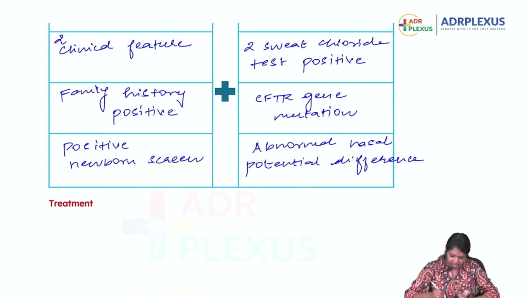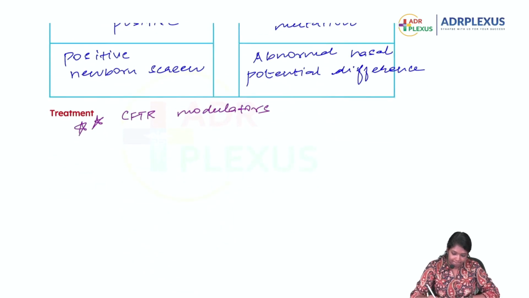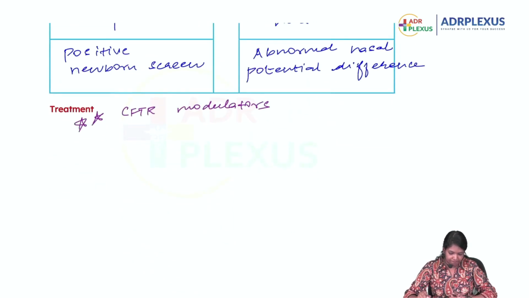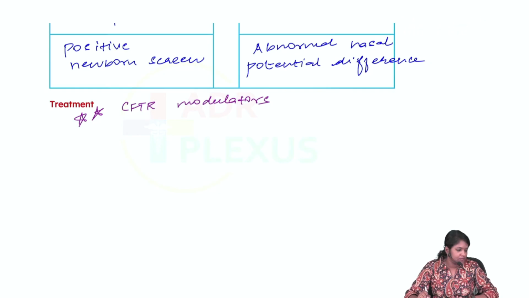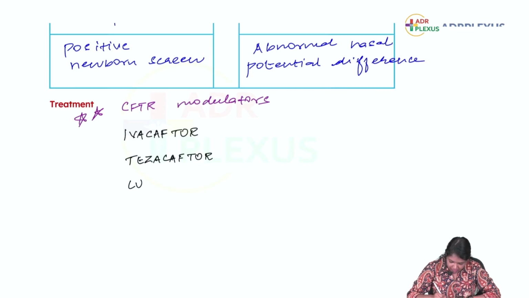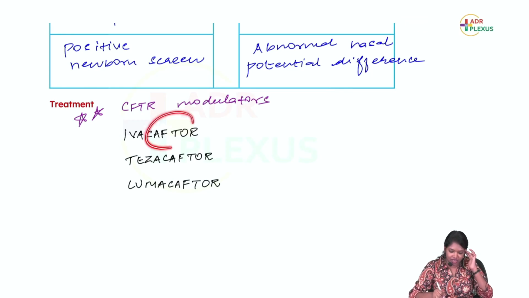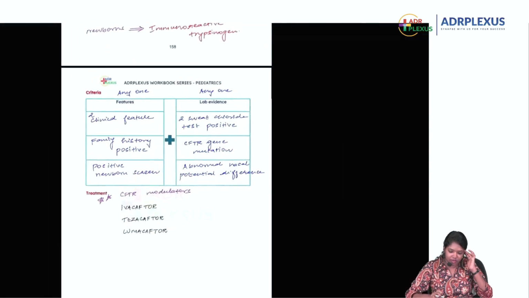Treatment is what are the names? CFTR modulators. Another MCQ question. What is the name of those modulators? Very good. Cafters, the cafters. Ivacaftor, Tezacaftor, Lumacaftor. Okay. These are the cafters. Please don't forget cafters, CFTR. That's all. This is about cystic fibrosis.